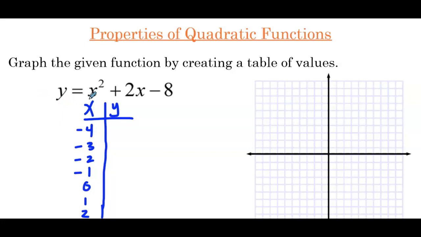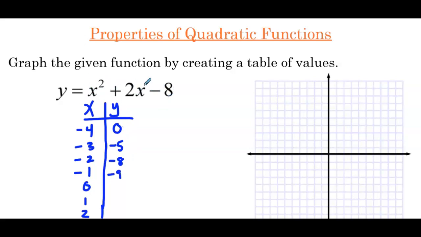So if we input -4 into our function, we'd have -4 quantity squared, which is 16, minus 8 is 8, minus 8 is 0. -3 quantity squared is 9, minus 6 is 3, minus 8 is -5. -2 quantity squared is 4, minus 4 is 0, minus 8 is -8. -1 quantity squared is 1, minus 2 is -1, minus 8 is -9.